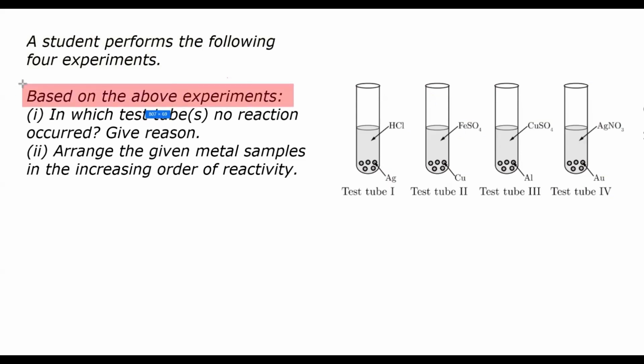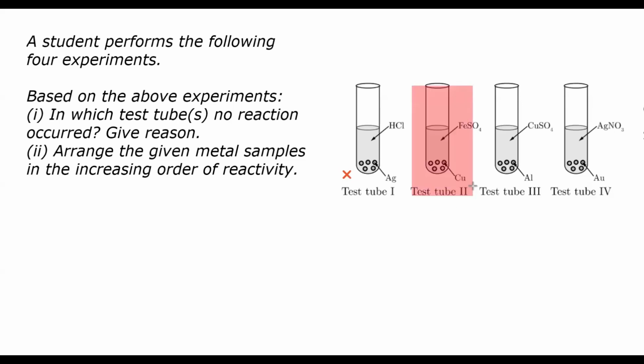Now, based on this experiment, in which of the test tubes did no reaction occur, and we have to tell the reason as well. So what you can see here is that silver is put into hydrochloric acid. We know that silver is below hydrogen in the activity series, so it cannot displace hydrogen from the hydrochloric acid. So no reaction will take place in this case.